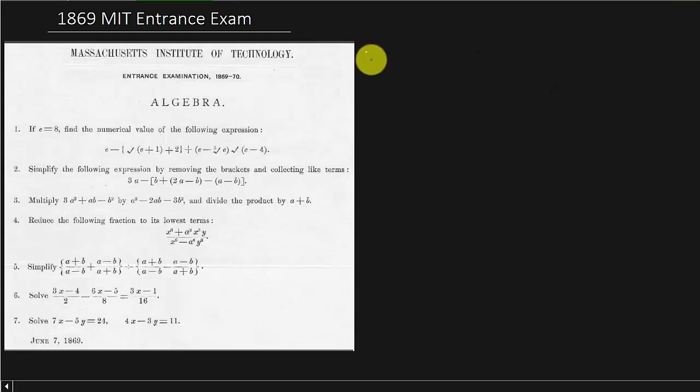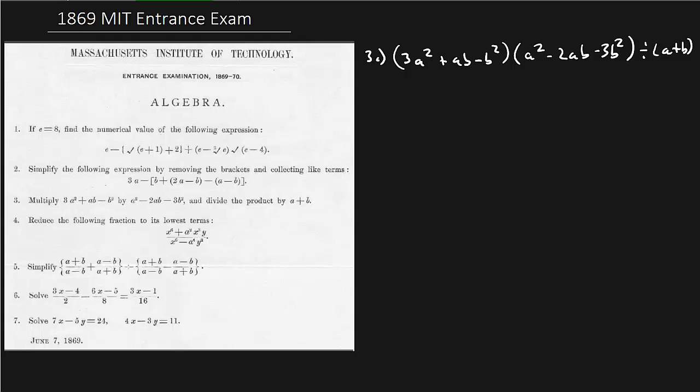All right, so for problem number 3, when I first saw the test, I looked through the problems, and I looked at this one. It says multiply this times this, and then divide the product by this. So basically what we have here is this right here. When you look at it, you say, okay, well, let's multiply these together and then divide. Well, when you multiply this, you get something pretty nasty, and then you would go into long division. And you could do that.